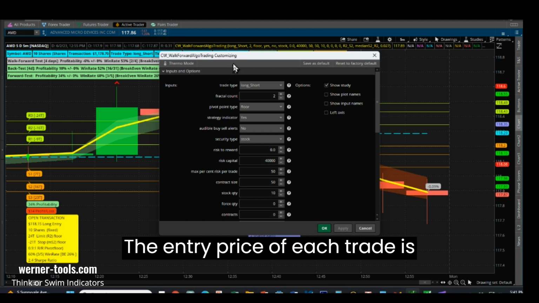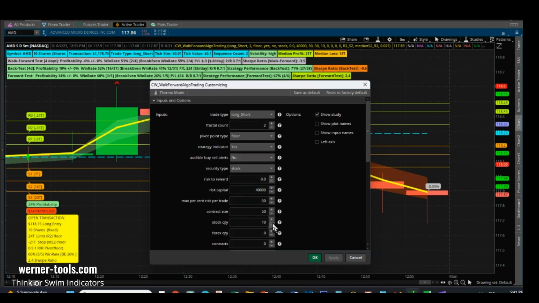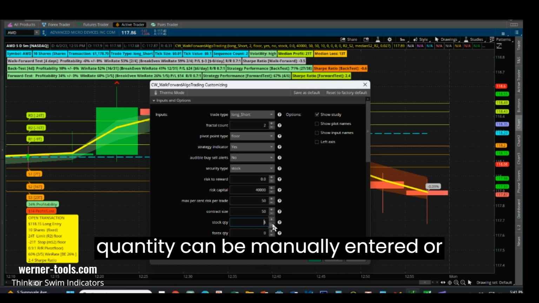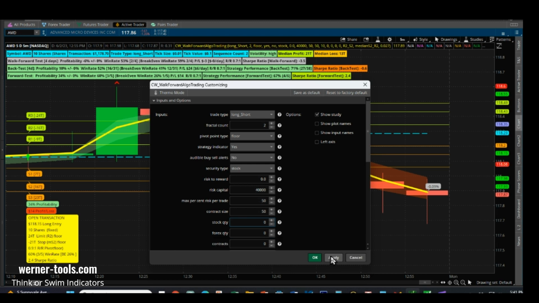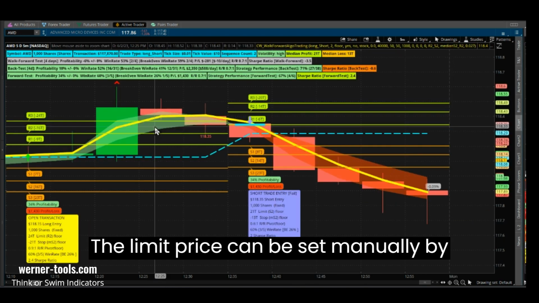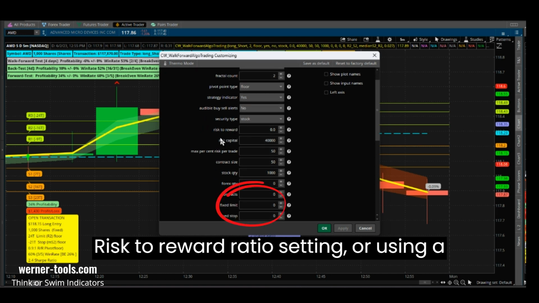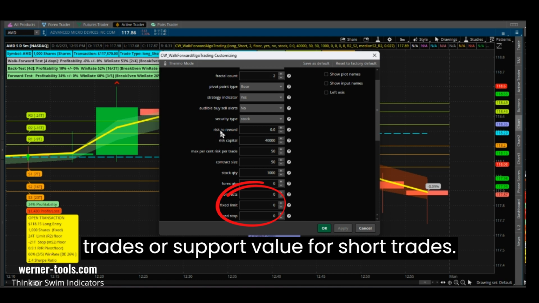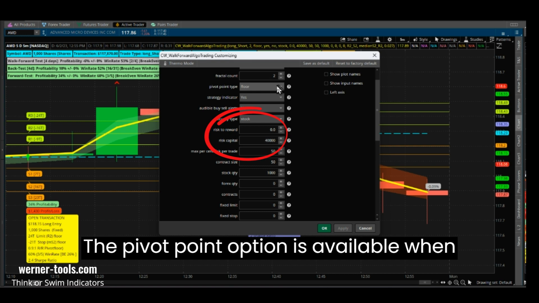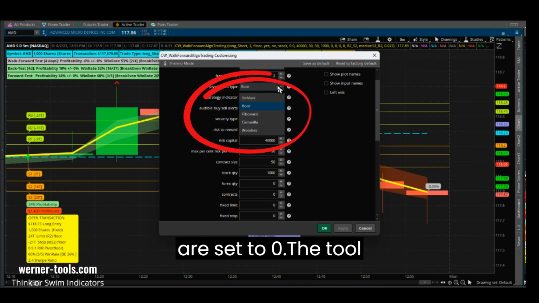The entry price of each trade is determined by the close price of the previous bar. The share quantity can be manually entered or automatically calculated by enabling the position sizing option. The limit price can be set manually by adjusting the fixed limit setting, the risk-to-reward ratio setting, or using a pivot point resistance value for long trades or support value for short trades. The pivot point option is available when the fixed limit and risk-to-reward ratio are set to 0.